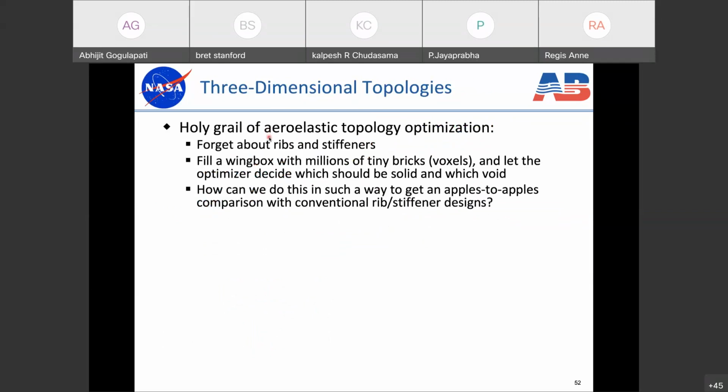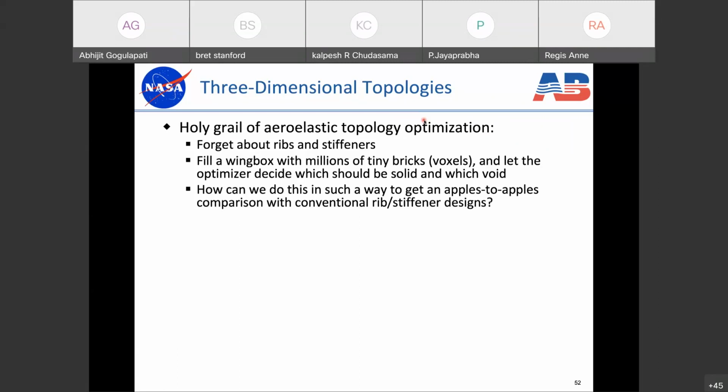I wanted to talk about this idea, which I consider sort of the holy grail of topology optimization as applied to a wing box structure. This is an idea where we would take a wing box structure and forget about ribs and stiffeners and spars and all the conventional things you see inside a wing box. Forget about all that. What we want to do is take that wing box and fill it with millions upon millions of tiny little brick elements, tiny little voxels, if you will, three-dimensional elements, and then let the optimizer decide which of those elements should be solid and which of them should be void. Right? So this is very ambitious and very difficult.